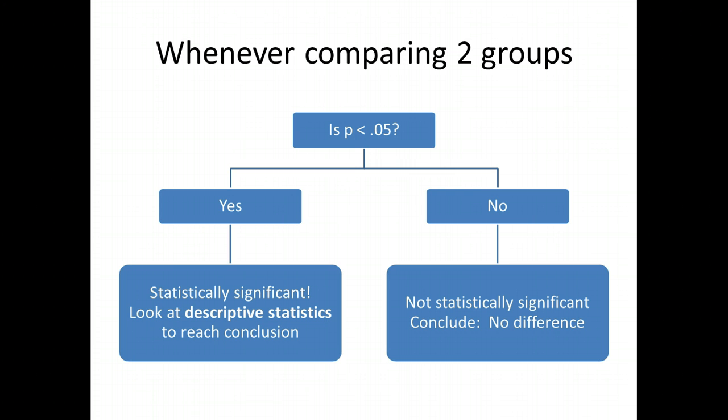Notice that, although you might be asked to report the descriptive statistics, you don't describe anything about the descriptive statistics. So you should never say, this group is higher than that group, but it's not statistically significant. Instead, say there's no difference between the groups.